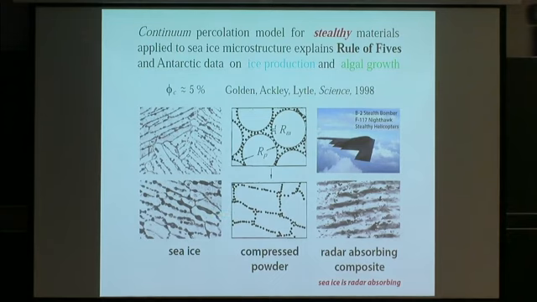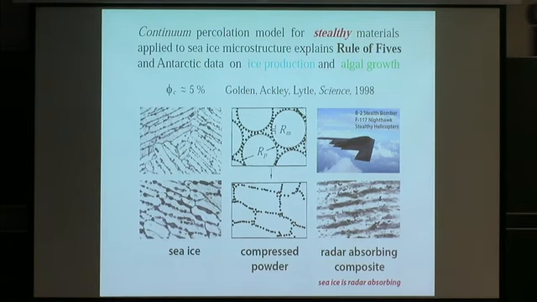Just did a few measurements, and then plugged it into their continuum percolation model. Out popped 5%, which explained all this data and all these things that we were finding. And in particular, because sea ice has this compressed powder structure of conducting inclusions surrounding insulating particles, big particles, sea ice is a radar-absorbing composite.